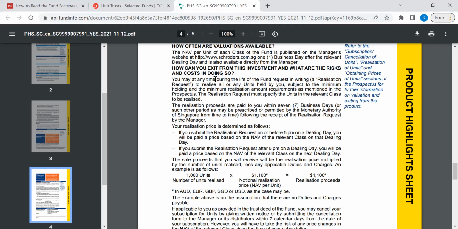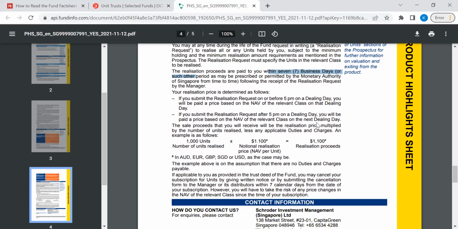How can you exit from the investment and what are the risks and costs of doing so? You may at any time during the life of the fund request in writing. In writing, I don't think it means writing a letter. Usually in the financial industry, it means submitting a withdrawal form to realize any units held by you, subject to the minimum holding and the minimum realization amount requirement as mentioned in the prospectus, right? The realization request must specify the units in the relevant class to be realized. The realization proceeds are paid to you within 7 business days, right? So basically, very simple. Once you submit, you receive the money within 7 business days.